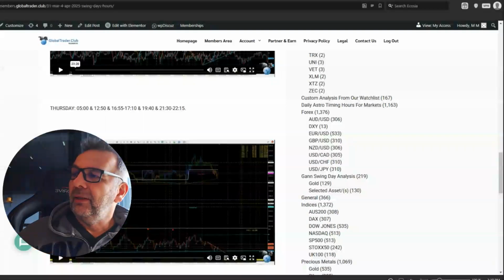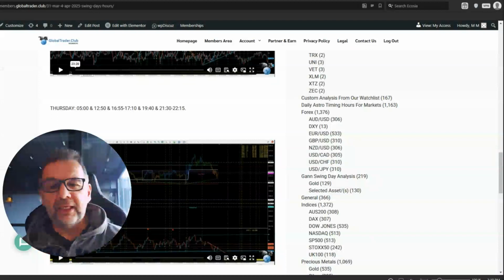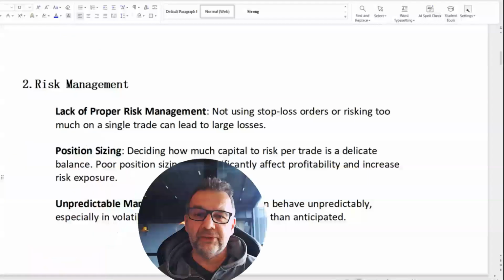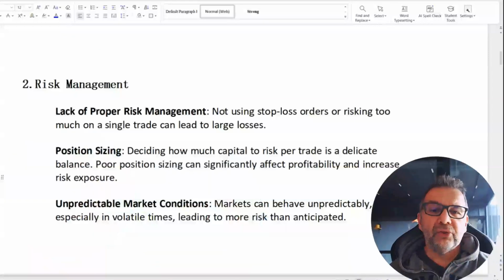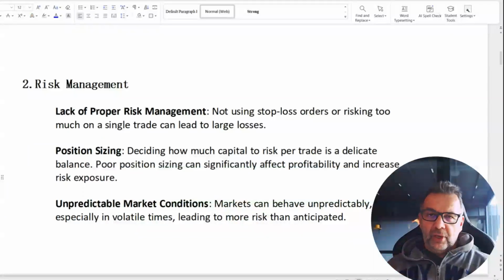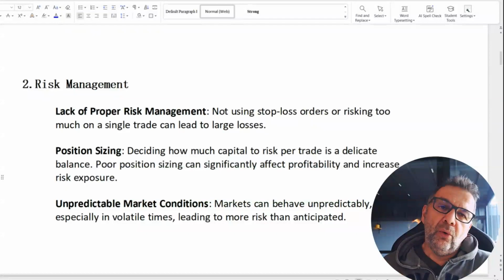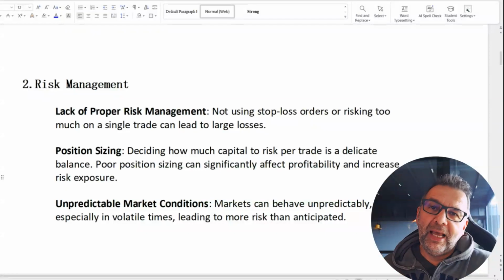So this is how it can really help you have technical analysis with timing, swing days, and pricing. It will reduce your risk, also reducing your stress and cortisol levels.